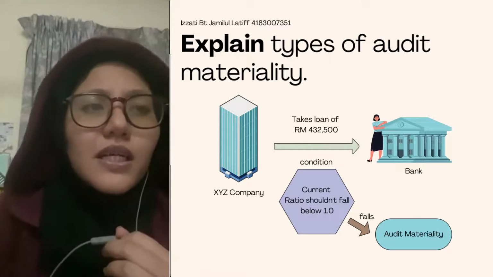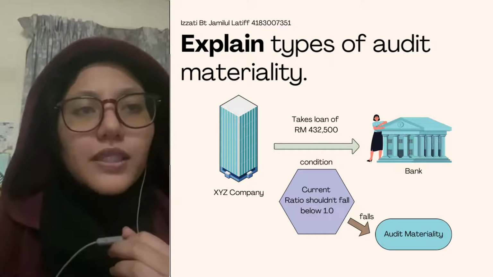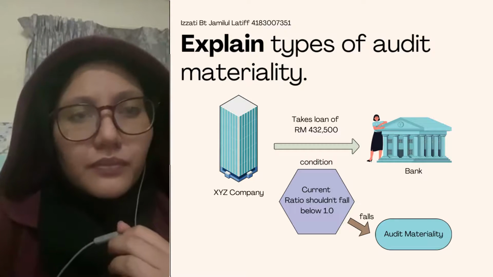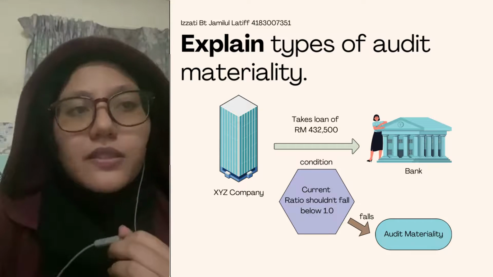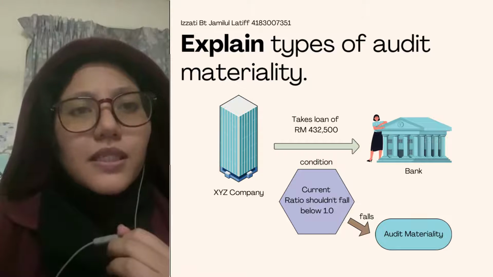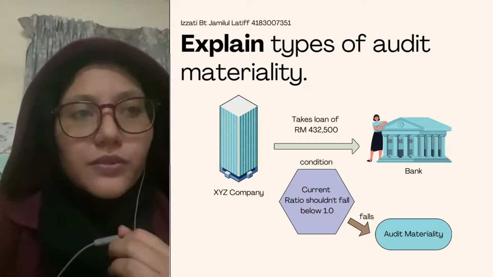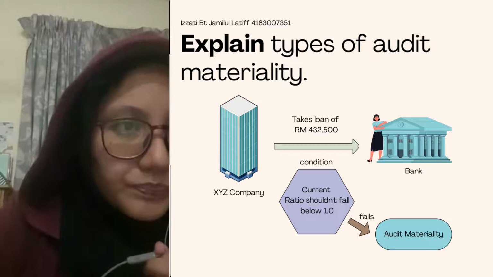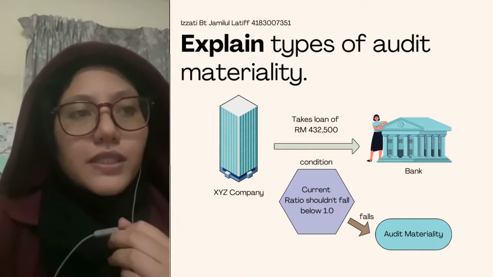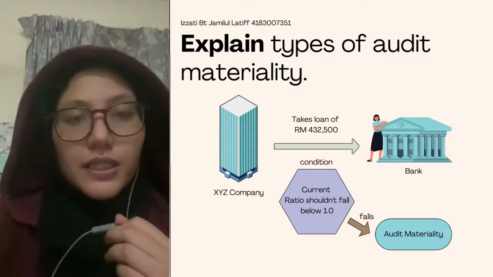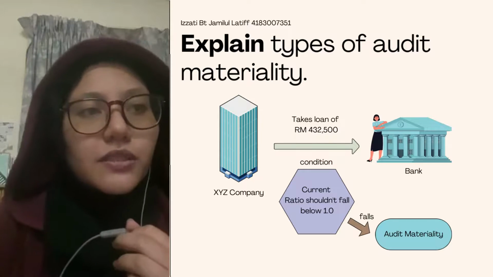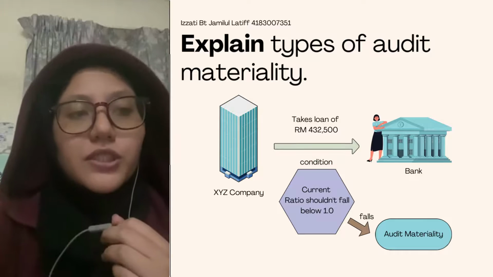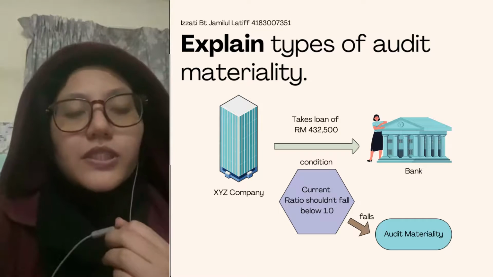So for the company's auditors, a minor mistake of 12,975 ringgit can be significant. It may result in a breach of the agreement between the company and the bank. The company's current ratio would fall below 1.0 as a result of the 12,975 ringgit misrepresentation. As a result, this would be part of the audit materiality because it might result in a violation of the agreement. It has the potential to have a reasonable impact on the economic decisions made by users of the company's financial statements.